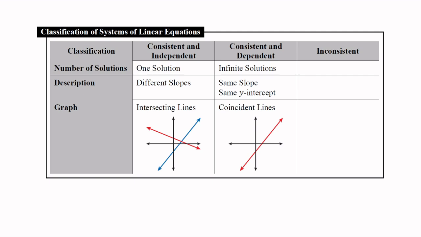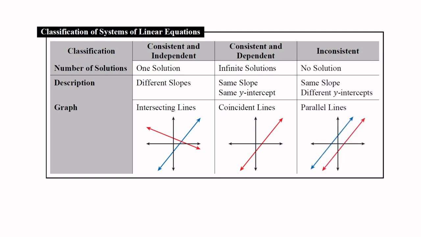And then an inconsistent system has no solution. Same slope, but different y-intercepts. So you have parallel lines. They will never cross. And so we will never have a solution.